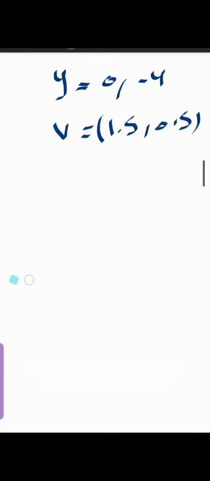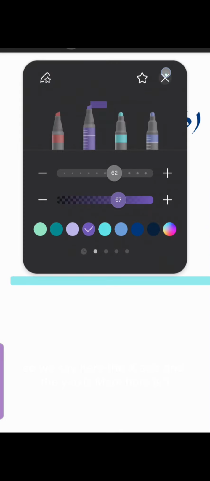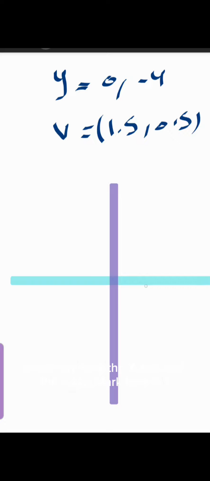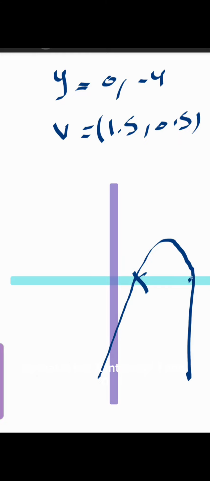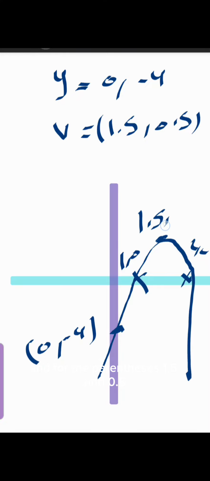So we draw the x-axis and the y-axis and mark here 1, here 2, and here -4. So that is the x-intercepts, 1 and 0, 2 and 0. The y-intercept is -4 for y, where x is 0, and the vertex is 1.5 and 0.5. And here is the negative graph.